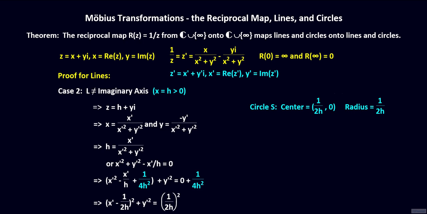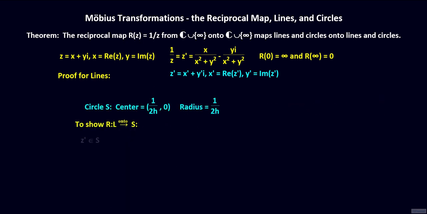To show that the reciprocal map is onto from line L to circle S, we parameterize circle S. If z prime is on circle S, we can write x prime parametrically as 1 over 2h times the quantity 1 plus cosine t, and y prime parametrically as 1 over 2h times sine t, where t is some real parameter.